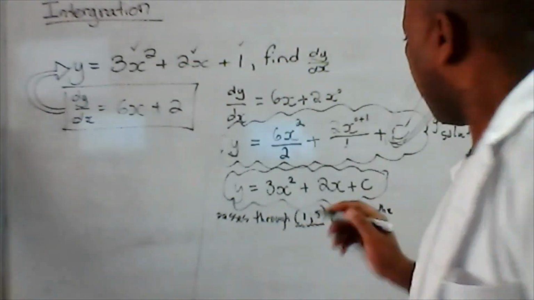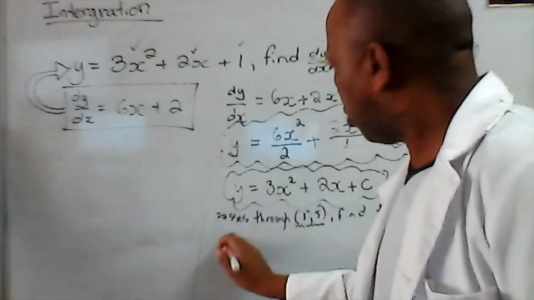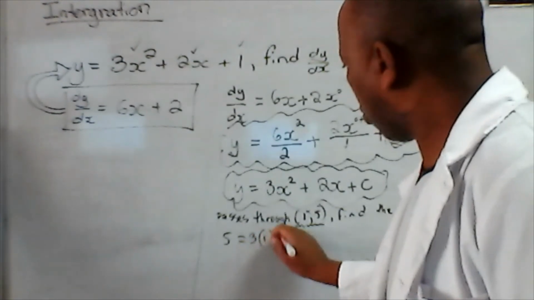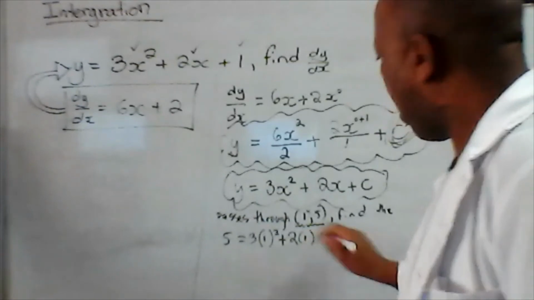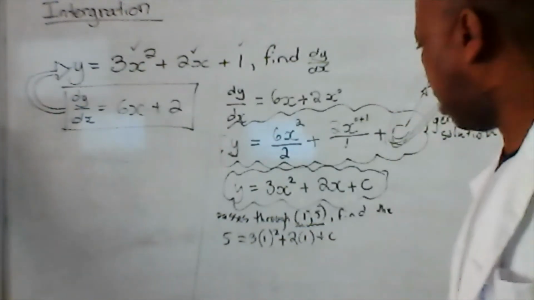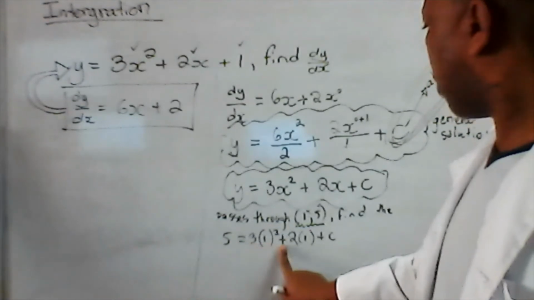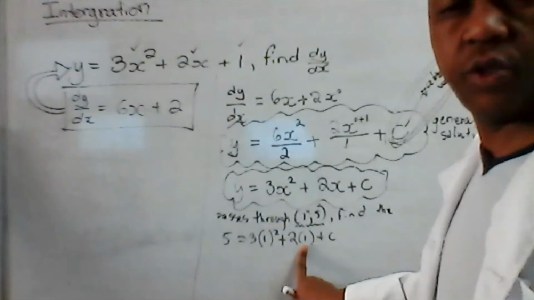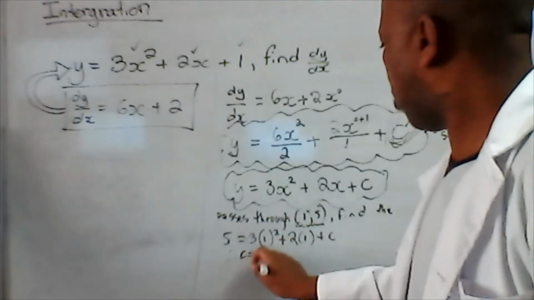So let's do that. y is equal to 5 and x is equal to 1. So I'm going to substitute 5 there is equal to 3 times 1 squared plus 2 times 1 plus c. Let's do some quick footwork here. 3 times 1 is 3 plus 2 times 1 is 2. So our c is going to be equal to 0. Therefore, c is equal to 0.